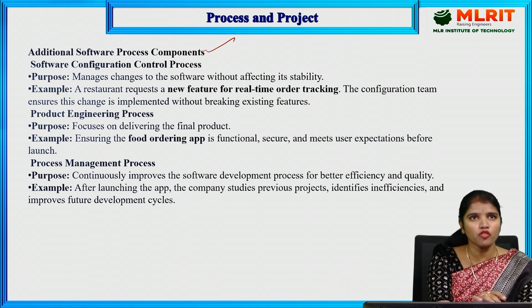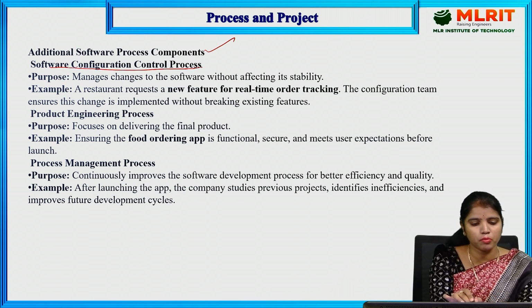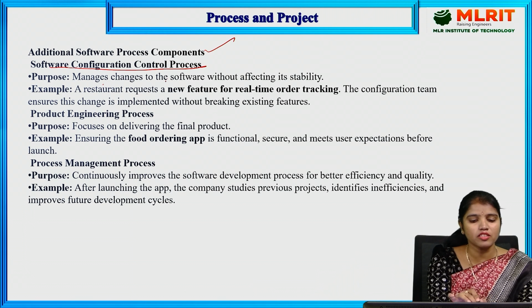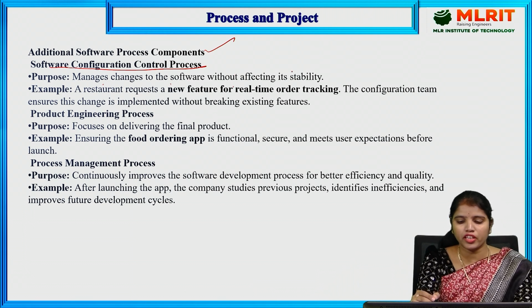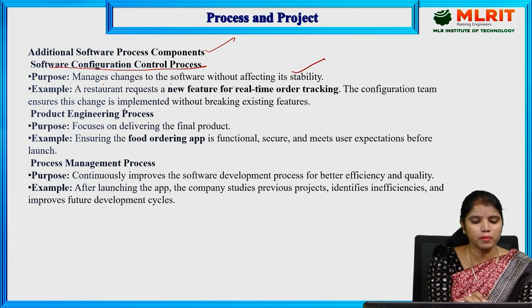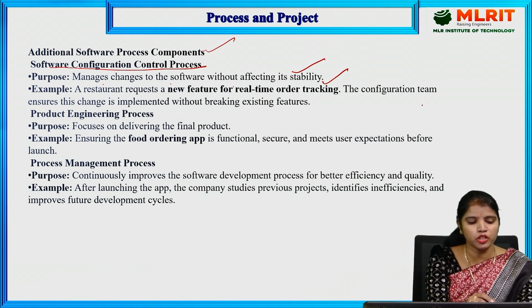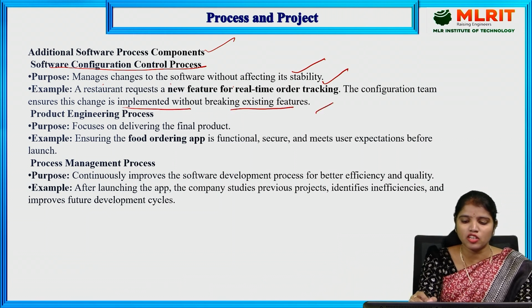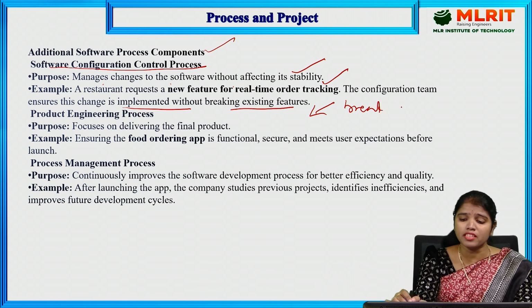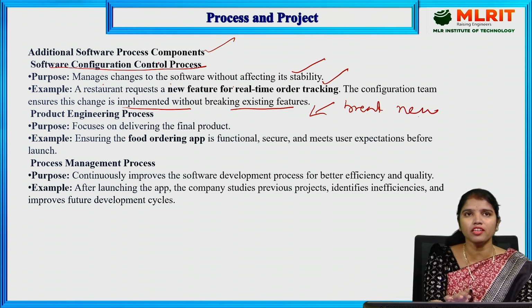The purpose of the software configuration control process is that it manages changes to the software without affecting its stability. For example, a restaurant requests a new feature for real-time order tracking. The configuration team ensures this change is implemented without breaking the existing feature. It does not break the existing one, but it implements the new one. That is nothing but the software configuration control process.